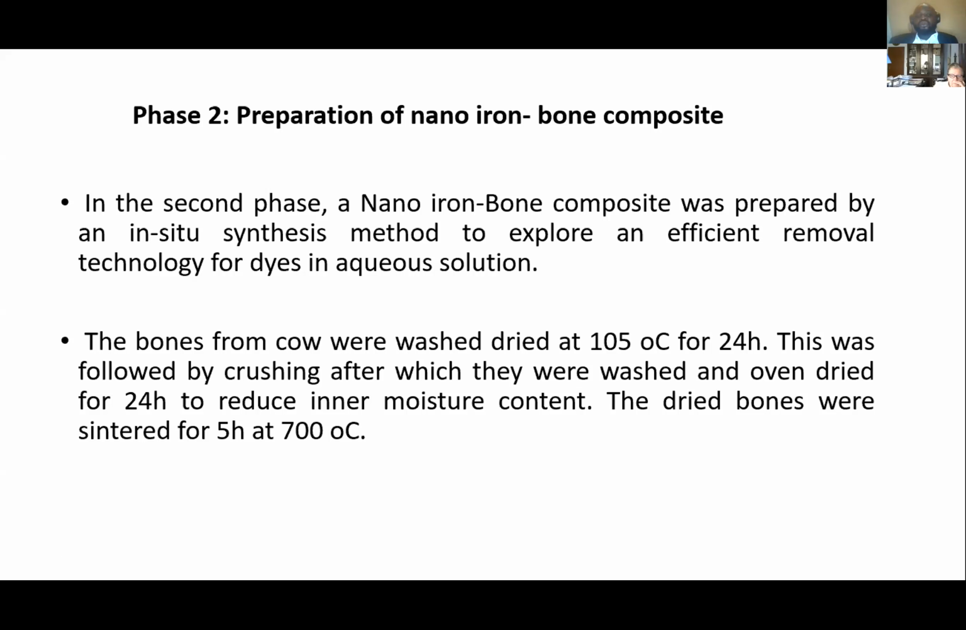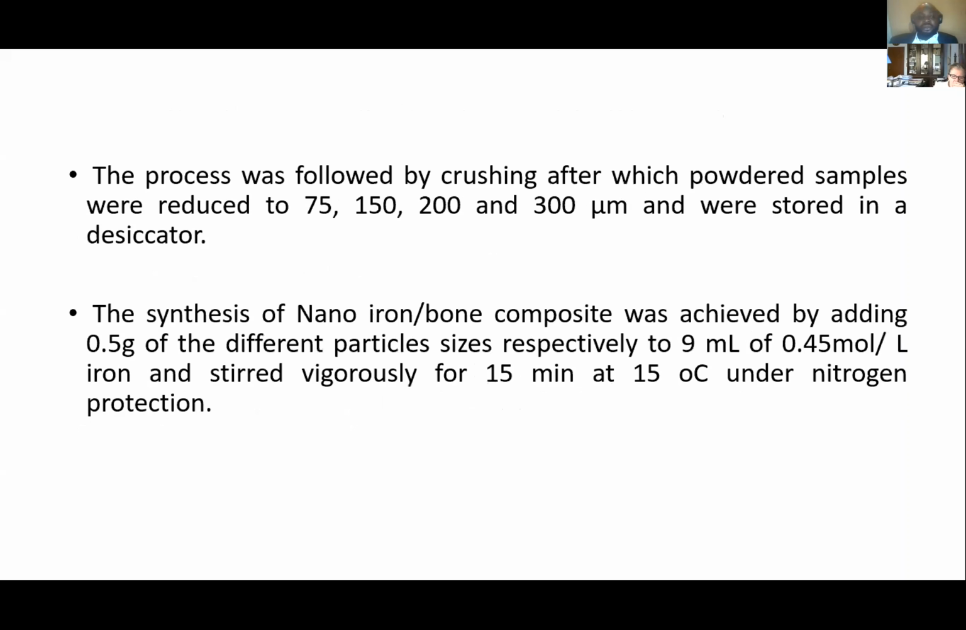The bones will be washed based on the previous literature, then dried at 105 degrees Celsius for 24 hours, which will be followed by crushing, after which there will be washing and oven drying for 24 hours to reduce inner moisture content. The dried bones will be sintered at 700 degrees Celsius for 5 hours. The process will be followed by crushing, after which powder samples will be reduced to 75 down to 300 micrometers.